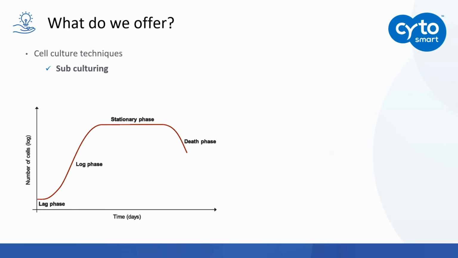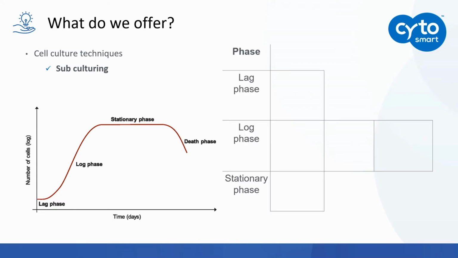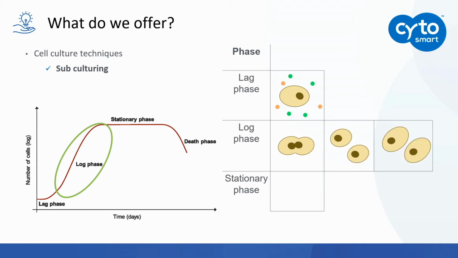What happens in the lag phase is that cells are still adapting to their culture environments. So, for example, the amount of growth factor that is present, but also the temperature or the pH that they are surrounded by. And after the cells are adapted to the culture conditions, they will enter the log phase. And this is the phase where cells actually start dividing and start growing.